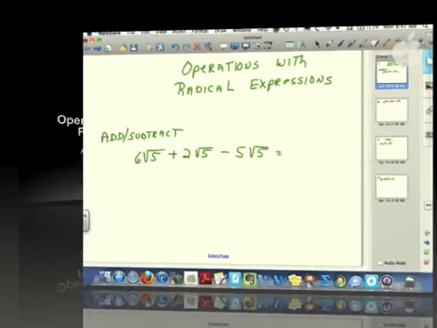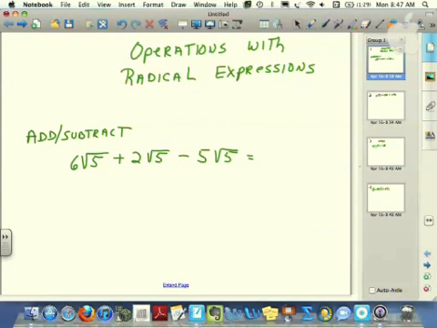Let's take a look at operations with radical expressions. Let's remember how we do operations when we just have a variable. If I have 3x's and then I want to add that to 4x's, altogether we know that is 7x's. Well, the logic is the same when I have radicals.